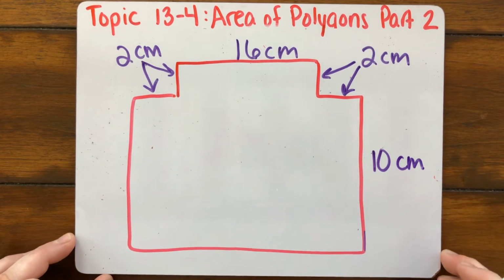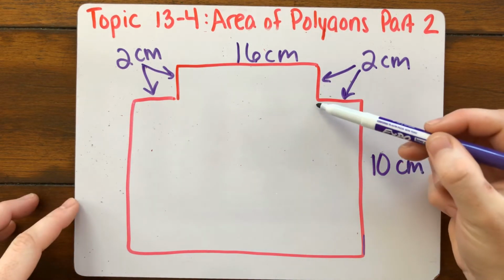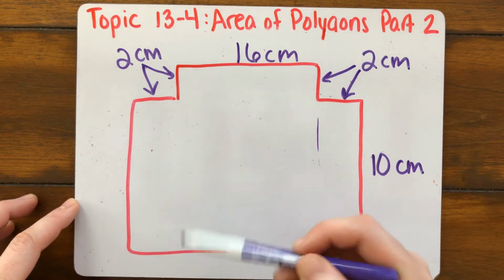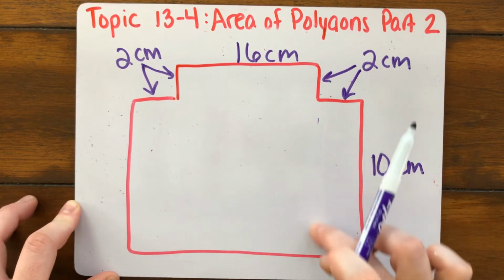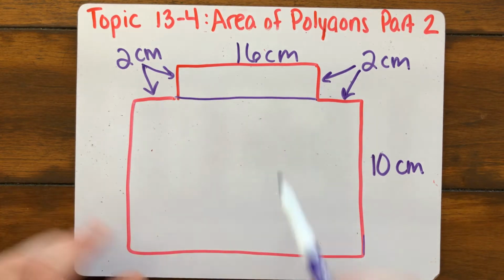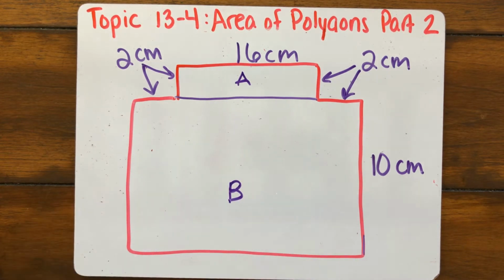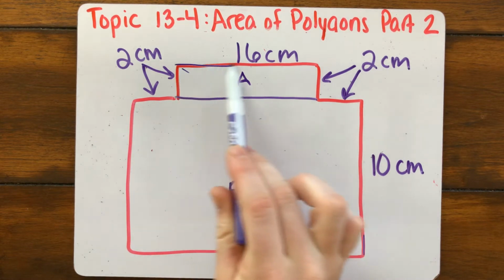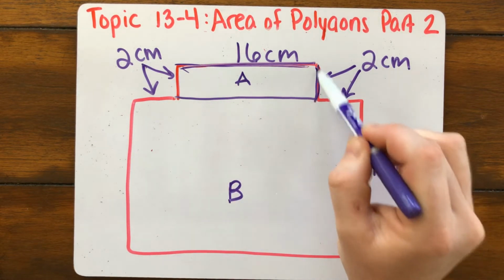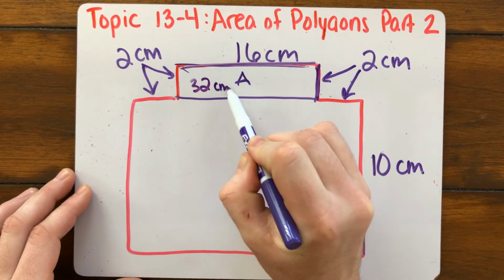All right, so let's look at this. How can you break up this shape? There's a couple different ways. Some people might break it up like this, drawing a line here, and then having 3 rectangles. That's totally fine, but the first way I thought of was to break it up like this, to have shape A and shape B. Personally, the less shapes I have to find the area of, the easier it is for me. Okay, so shape A, I see 16 by 2. So 16 times 2 is 32 centimeters squared.